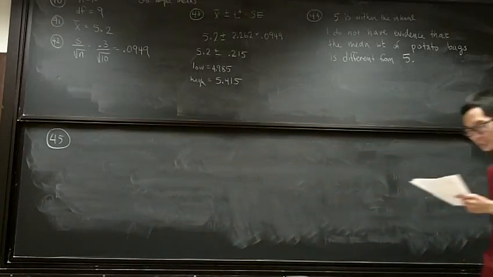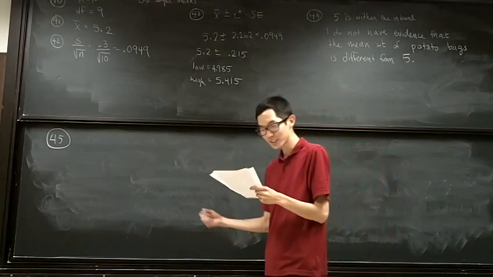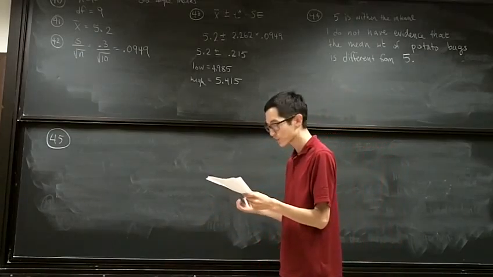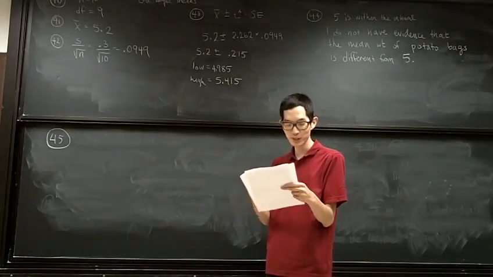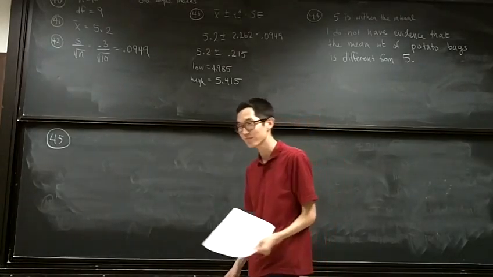From working hard, right? Okay. A fair die, so this is 45 through 49. This is the last one of these calculation problems, and then we just have a few last things.